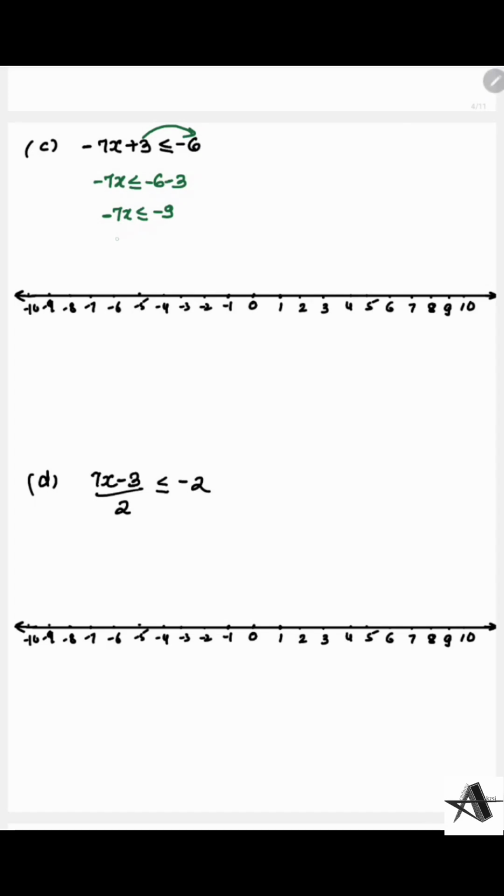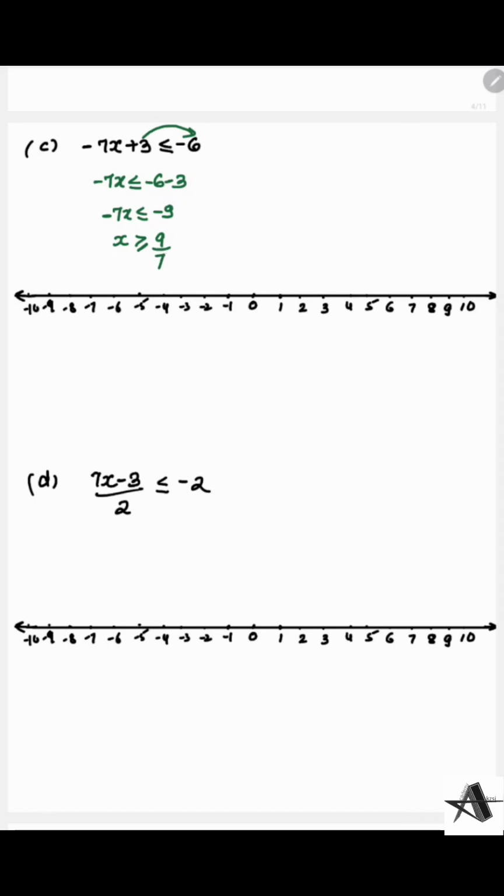So whenever we multiply or divide something by a negative number, either by negative 1 we are multiplying, or negative 1 we are dividing, or negative 7 in this case, if the negative number is being multiplied or divided, then the inequality sign changes. And why it happens, I have already discussed in the theory part. So this will be x is greater than or equal to 9 over 7.